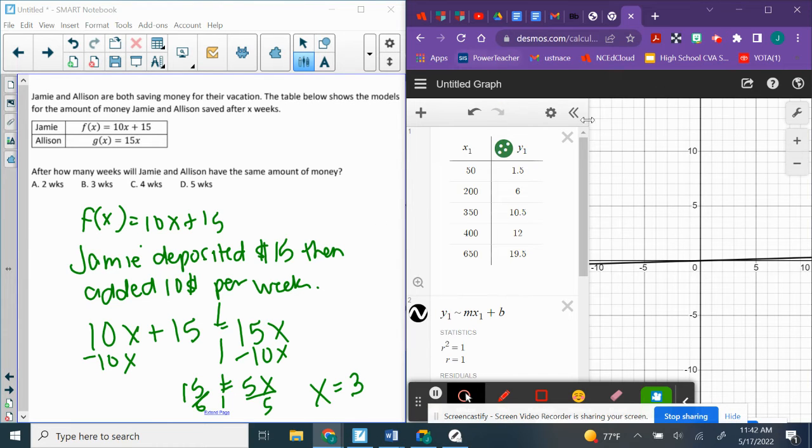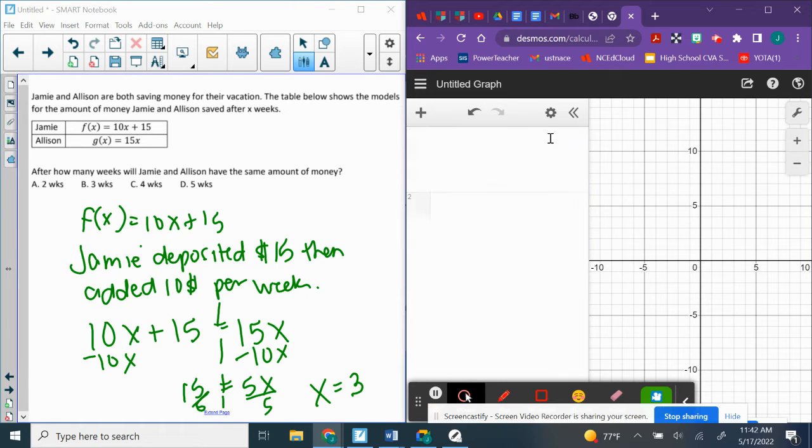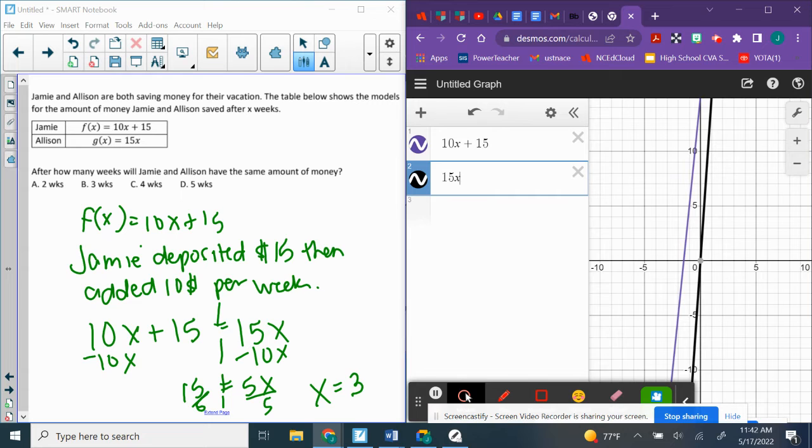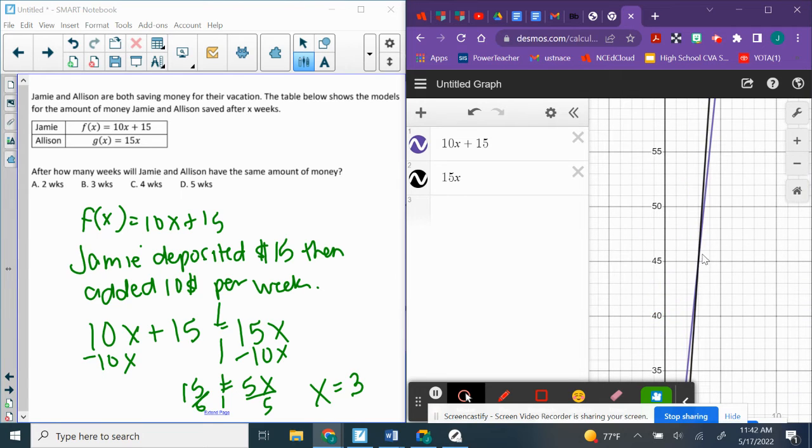But your other option, with 10x + 15 and 15x, is to go to Desmos. Get rid of all our other stuff. You're going to put in your 10x + 15, and you're going to put in 15x. And then we're going to look for where they intersect. So when are they equal to each other? So we're going to go up here. Somewhere. There it is. 3, right? So the x value is 3.